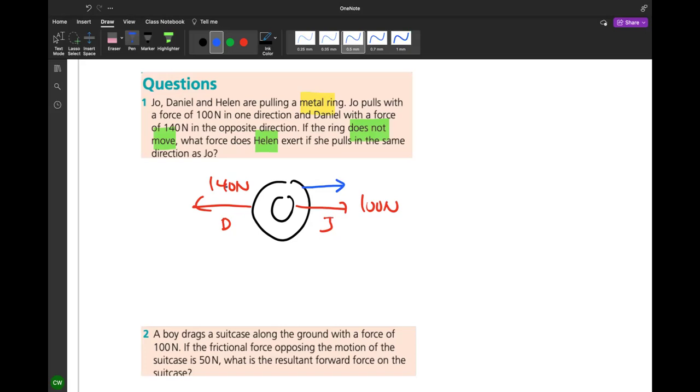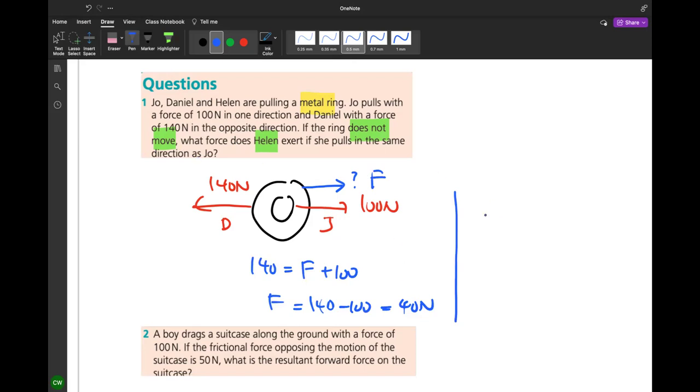How much do you need to add so that it's balanced? You have 140. How much is this force? 40, correct. Because if it's balanced, then they are equal. So the force will be 140 minus 100, so it's 40 Newton. So Helen needs to apply 40 Newton, same direction as Joe.